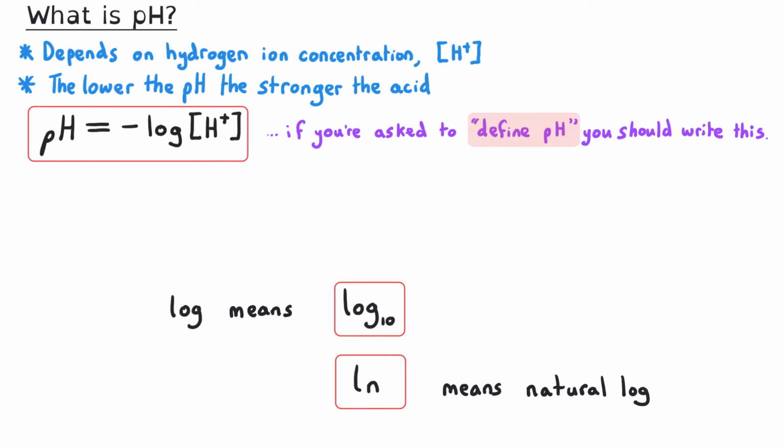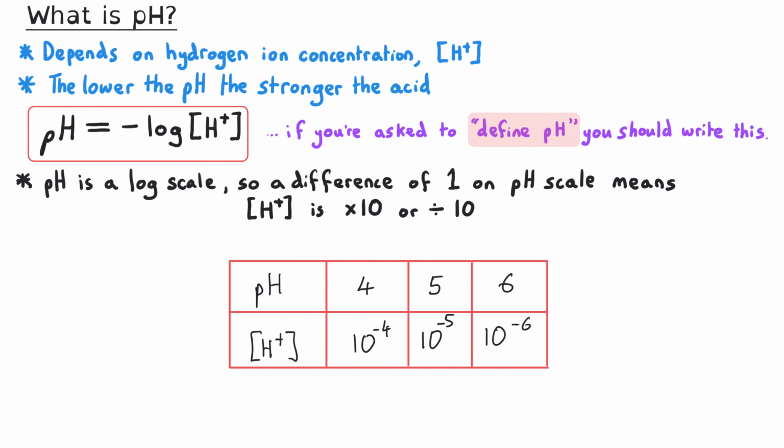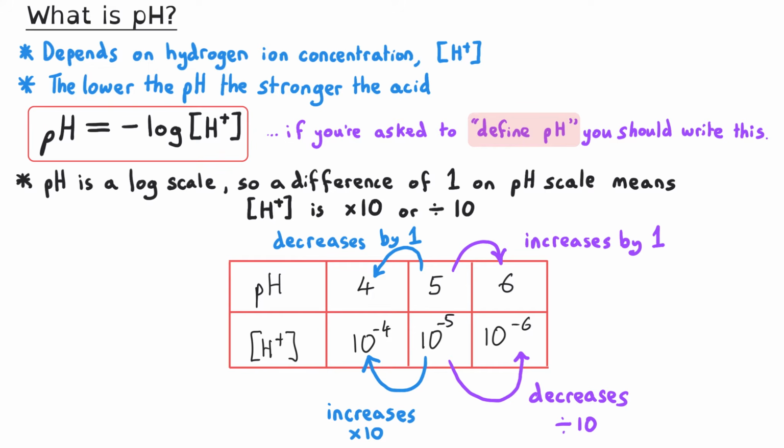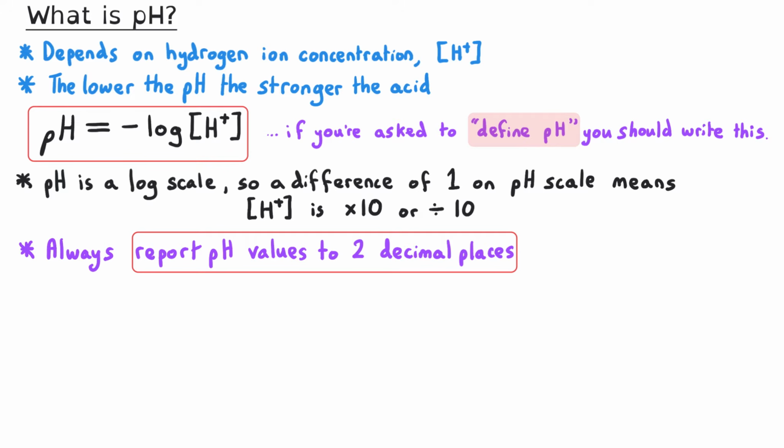Since it's in the base 10, a difference of 1 in the pH means that the hydrogen ion concentration is 10 times bigger or 10 times smaller. So even a small change can be really significant. As a consequence of this, it's really important to report pH values to 2 decimal points, because even that second decimal point can be really significant when we're working with a log scale.